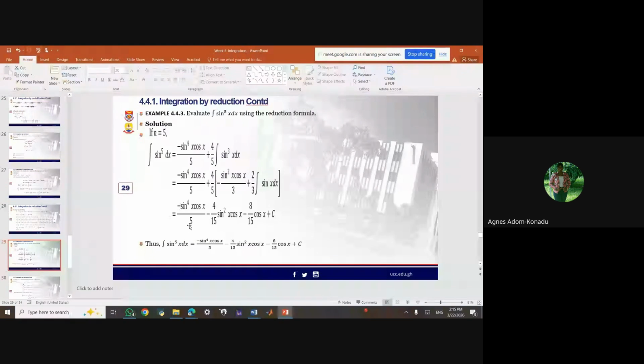So you expand, you can maintain the first one. The second term will be 4, and then 5 times 3 is 15, sine squared x cos x, minus. So 5 times 3 is 15. Then you will have 4 times 2 is 8. Then you will have to integrate sine x, which is minus cos x plus c.